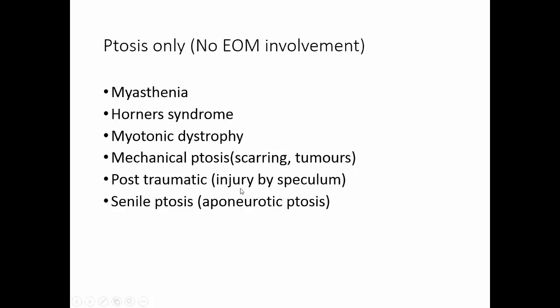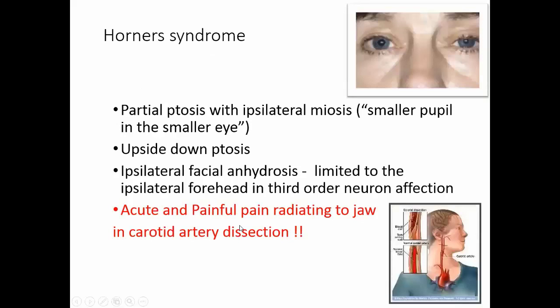Patients who have had cataract surgery or other prolonged eye surgery can have injury due to the speculum we use to keep the lids apart, or any other trauma also. Trauma or surgery can cause levator affection without other extraocular muscle affection. Senile ptosis or aponeurotic ptosis is another cause of having just ptosis, which could be asymmetrical or symmetrical, and no extraocular muscle defect. We talk a little more about Horner syndrome.